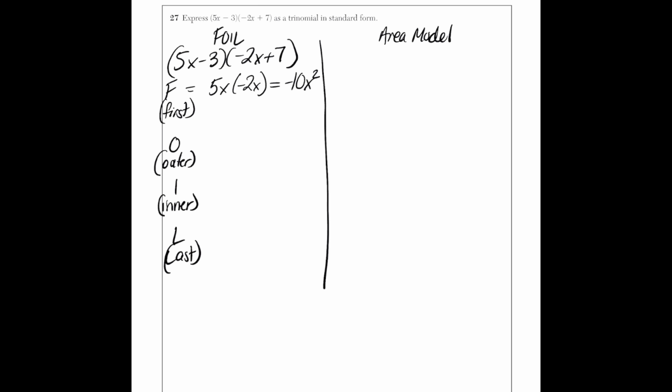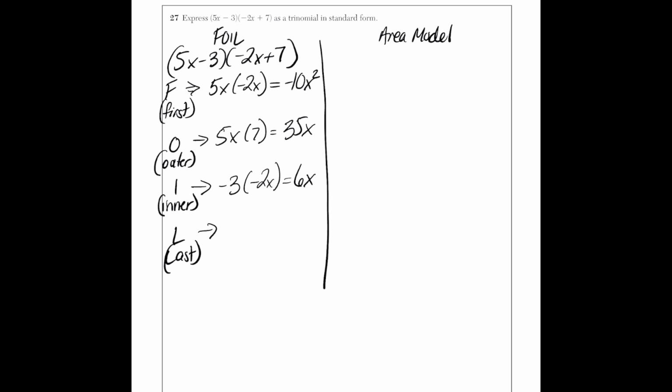So those are the first terms in both binomials. Let's go to the outer ones, and that's my 5x times 7, and that's just 35x, positive 35x. Let's go to inner, so those are the inside ones here, and I have negative 3 times negative 2x, so that is a positive 6x.